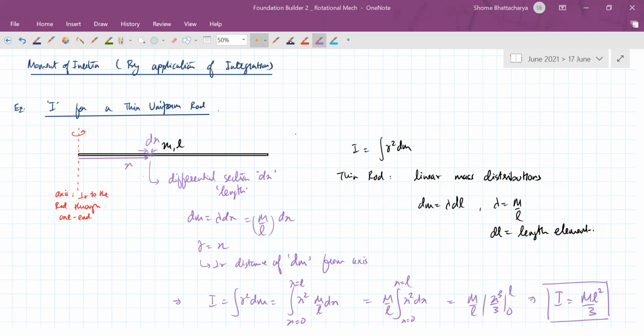So you should know the derivation steps also for your board level questions, as well as you should know the formula of moment of inertia of the rod by heart. So these examples we are discussing are going to be standard examples. So it's important for you to remember the formula as well as the method of calculation.